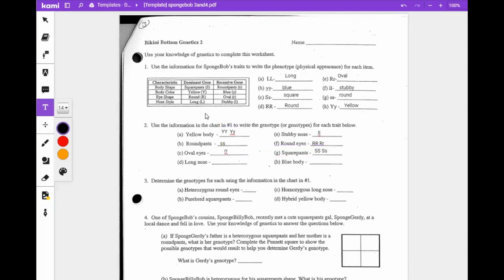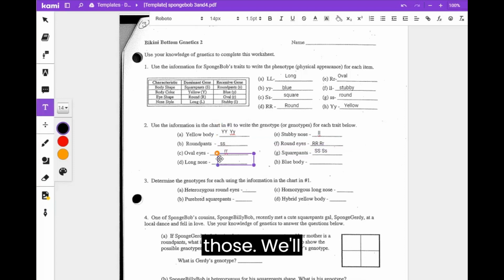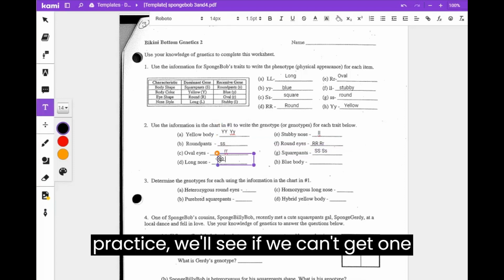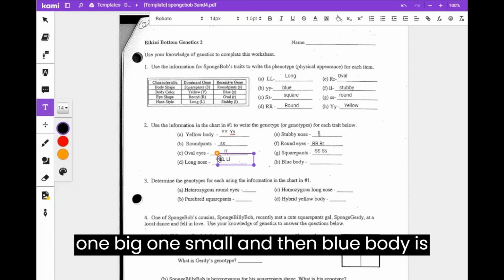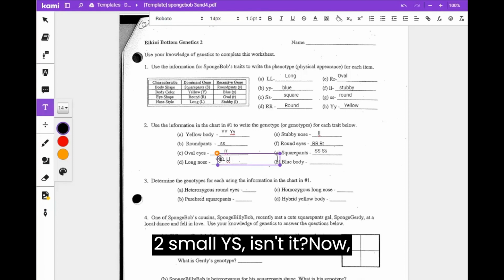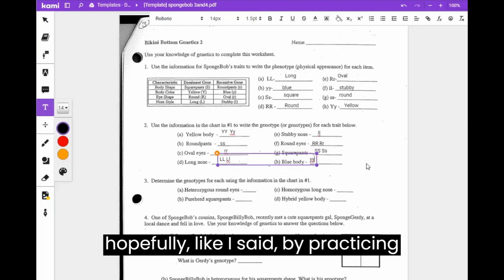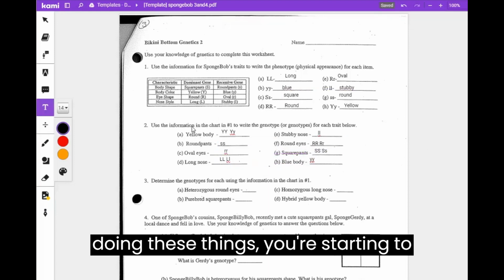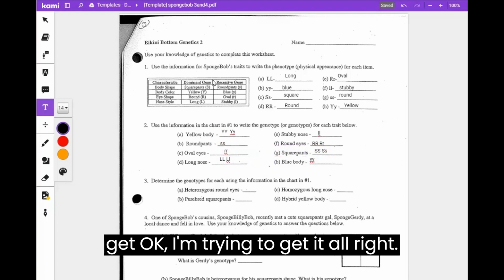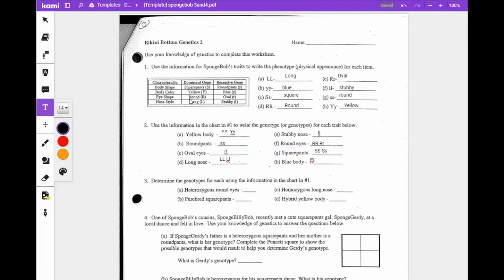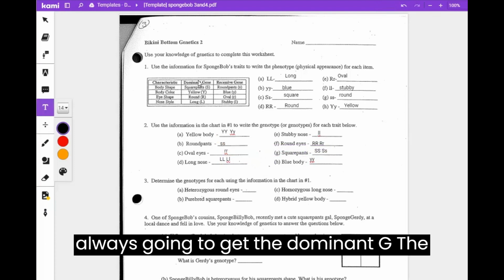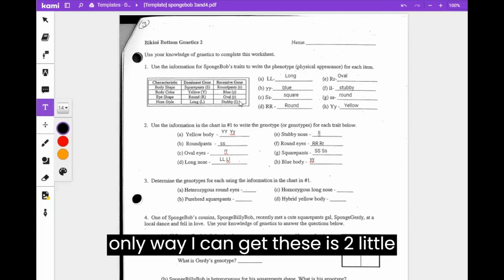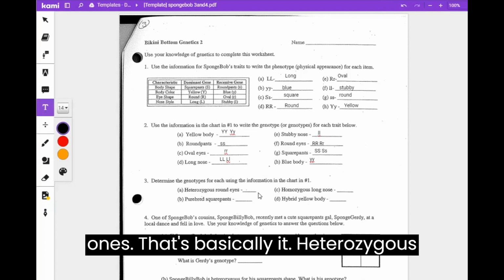Long nose. So we'll practice. I have one big, one small. And then blue body is two small Y's, isn't it? Hopefully, by practicing doing these things, you're starting to get it. Anytime I see a capital letter, it's always going to get the dominant gene. The only way I can get these is two little ones. That's basically it.